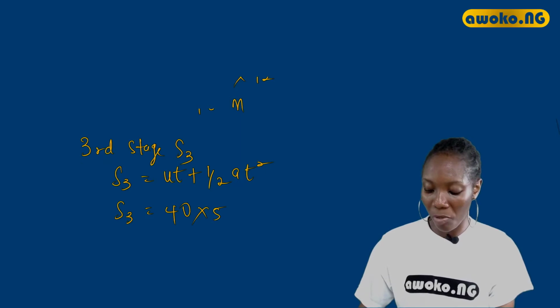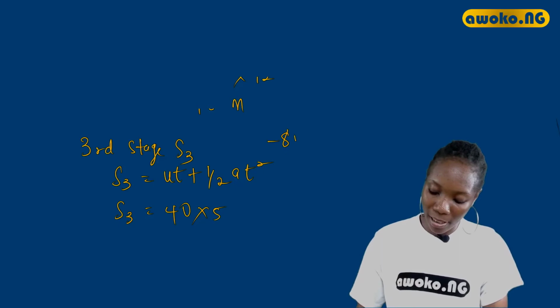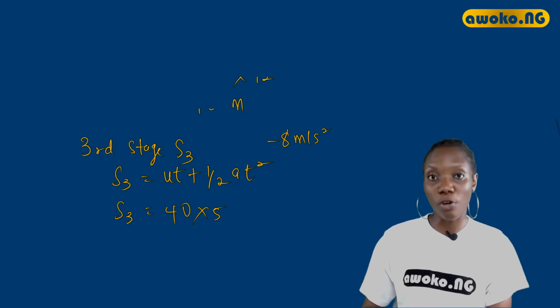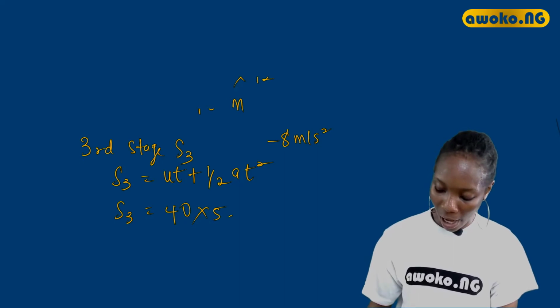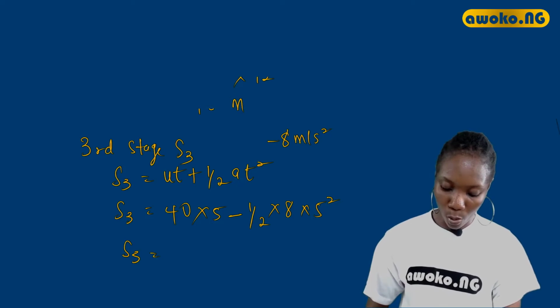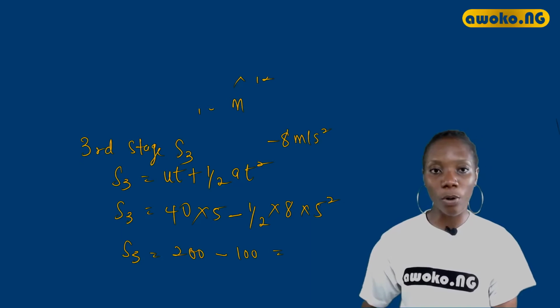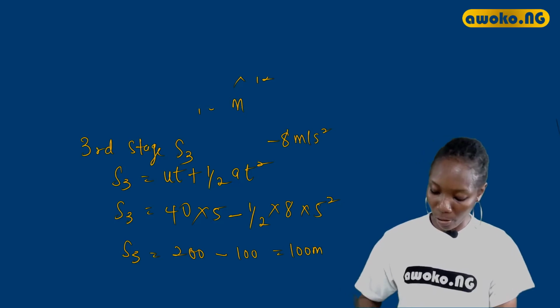Now it's no longer going to be plus because for our retardation, we got minus 8 meters per second squared, right? Our acceleration here under the retardation when we solved it was minus. So that automatically affects this positive sign, and we have a minus sign here. So this is 1 over 2 times 8 times 5 squared. If you solve this, you're going to get 200 minus 100 equal 100 meters.